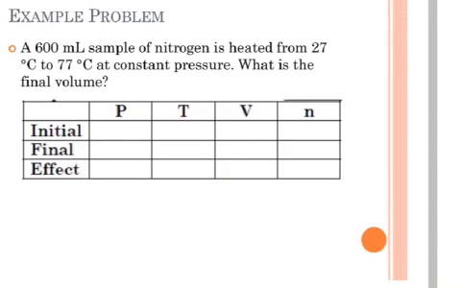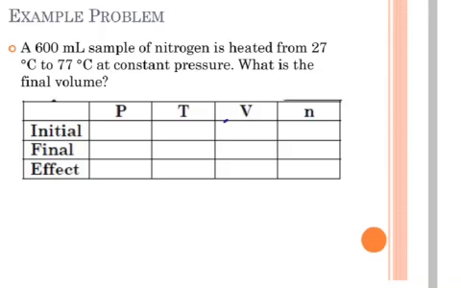We have one more example to go through before you're going to try some of these on your own in class. We have a 600 milliliter sample of nitrogen heated from 27 degrees Celsius to 77 degrees Celsius at constant pressure. So let's put these numbers in.